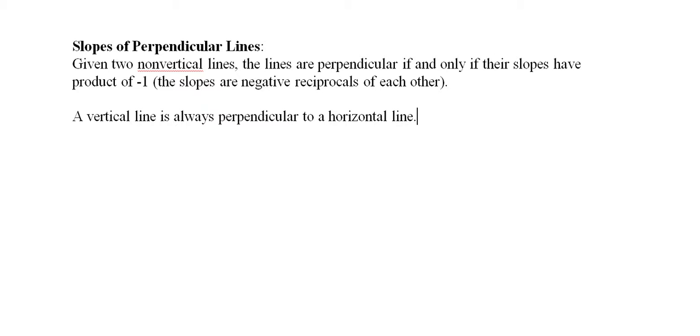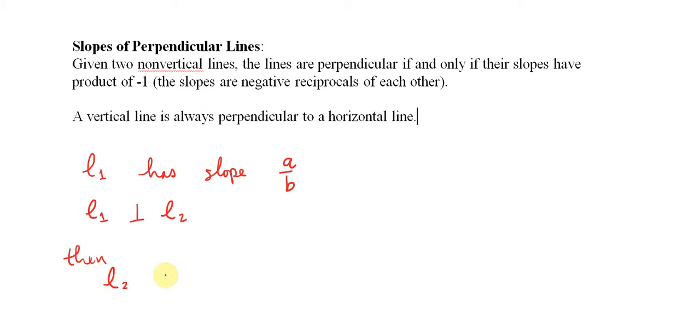All right. So this part about slopes of perpendicular lines requires a little bit more explanation. Let's say you have two lines. Line 1 has slope equal to A over B. And then if L1 is perpendicular to L2, they make a 90-degree angle, then L2 has slope -B over A. So they are negative reciprocals of each other.